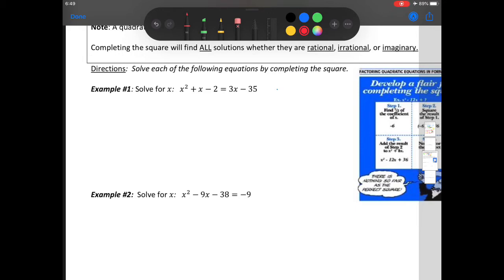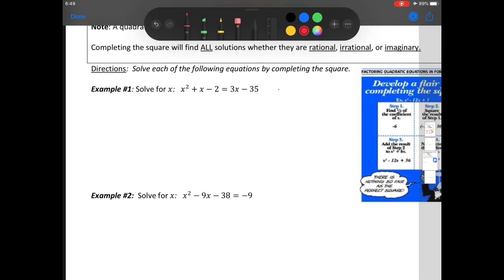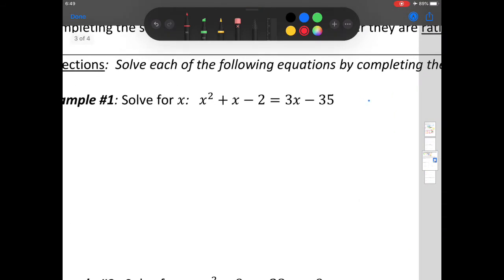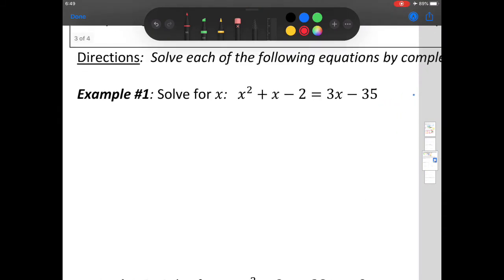So let's get started with example 1. Again, you're solving for x and you're given this equation. With completing the square, you want your x terms on one side. So I'm going to subtract 3x on both sides, and I'm also going to move my constant over, add 2.